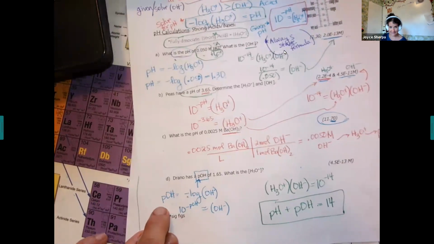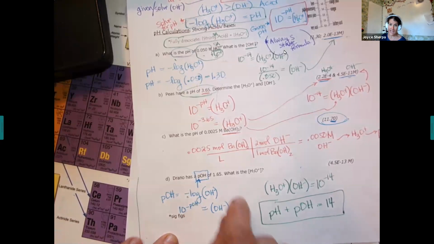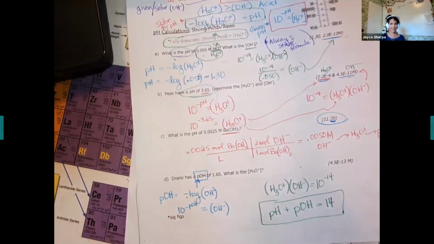And then, of course, anytime you see the little p, that means negative log. So pOH is negative log of the OH. And the way you get rid of it, if you're given the pH or the pOH, is you do 10 to the power. And this is going to be something we use for the next 2 weeks. And so it just becomes ingrained in you with how to get around with logs and pHs.